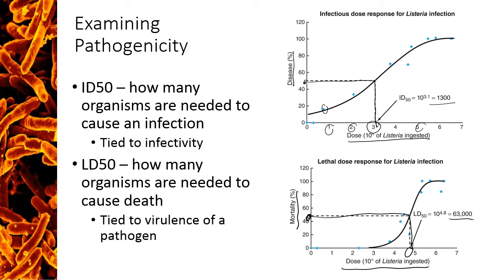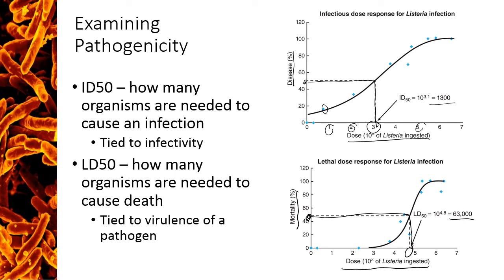So that's a big difference. It only takes about 1,300 bacteria to make you ill, but you'd have to consume 63,000 of them to actually get a bad enough version of the disease to die from it. This tells you that this pathogen has relatively low virulence. It might cause disease, but that disease is not super fatal.